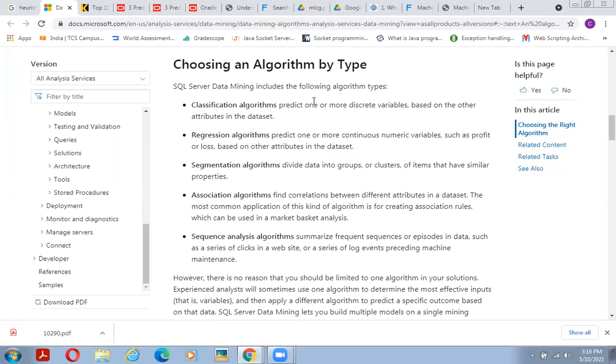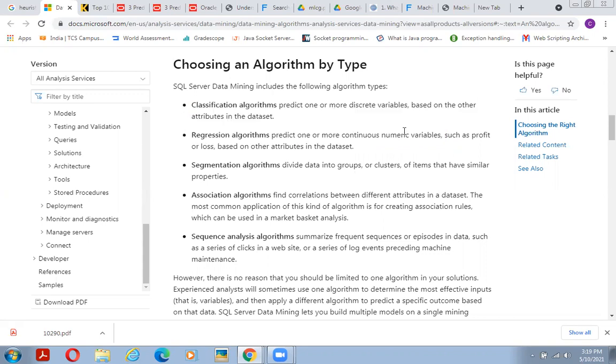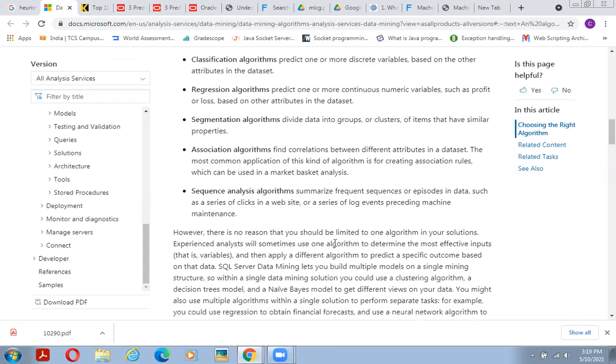When we need discrete variables, we will go for a classification algorithm. When we need a continuous numerical variable, then we need a regression algorithm. That's what we studied in Unit 1, and in Unit 2, the first topic, regression analysis. When we need a segmentation algorithm is when we need to divide data into groups or clusters of items that have similar properties.